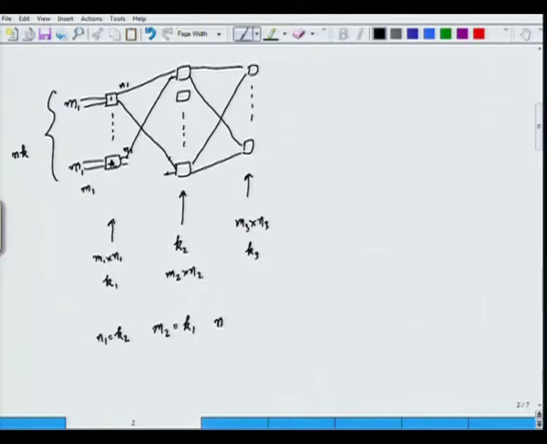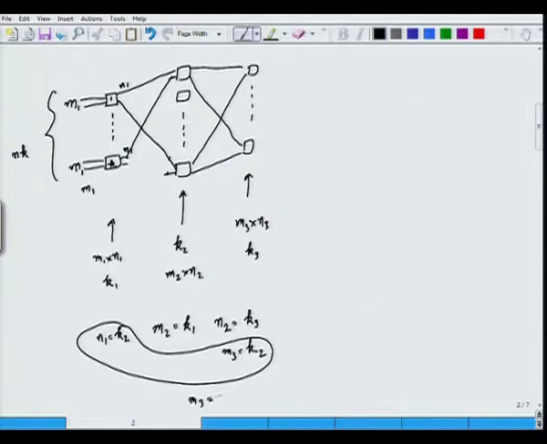So, you will have N2 will be equal to K3 and M3 will be equal to K2. So, you can see this condition. So, M3 will be always equal to N1 is equal to K2, this condition will always be satisfied.